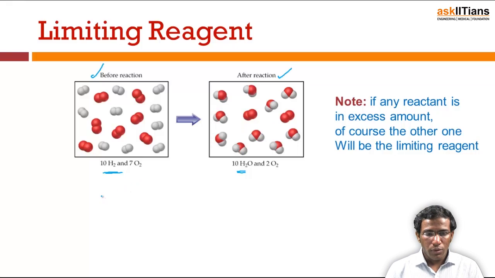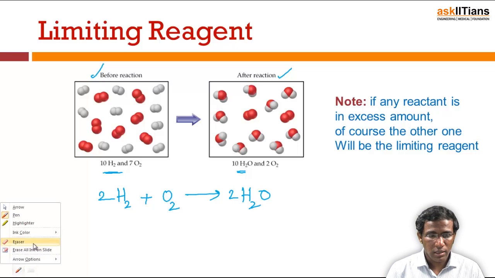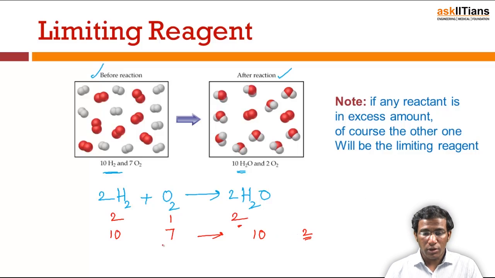If you recollect the reaction between hydrogen and oxygen forming water molecules, H2O, 2H2 plus O2 gives rise to 2H2O. This is the balanced chemical equation, right? Here 2 moles will react with 1 mole and form 2 moles, so 2 molecules will react with 1 molecule and form 2 molecules. But here I have taken 10 molecules of hydrogen, 7 molecules of oxygen, and as a result I am getting 10 water molecules and 2 oxygen molecules are still left out.